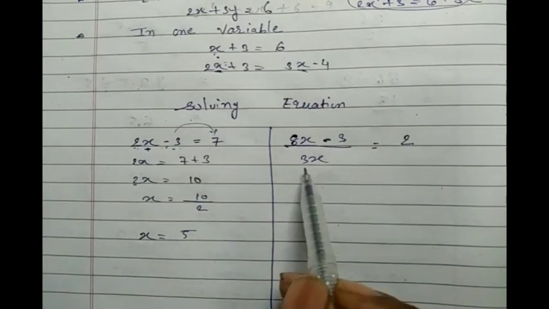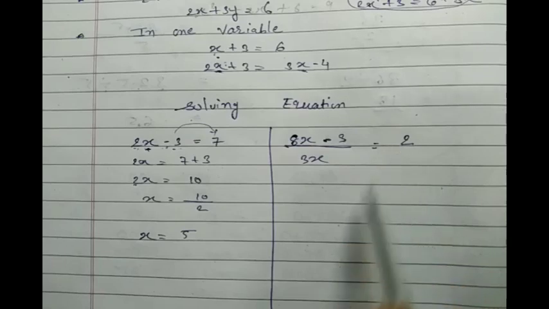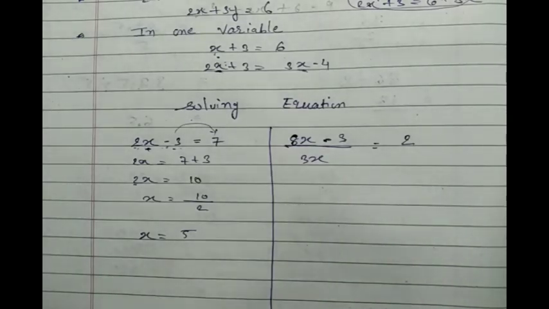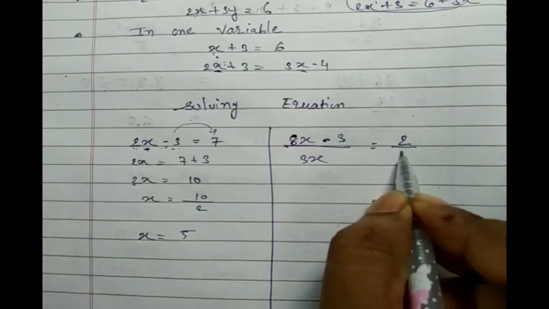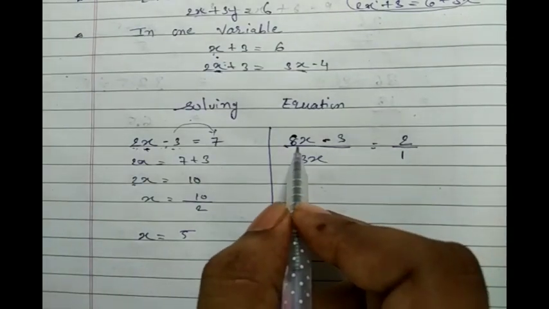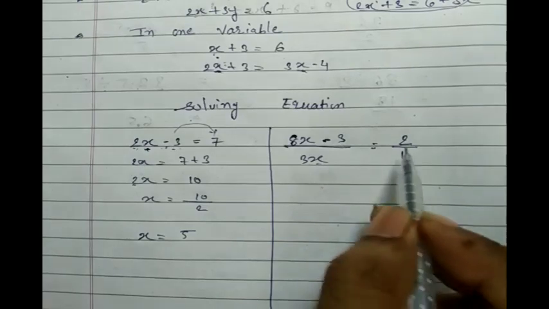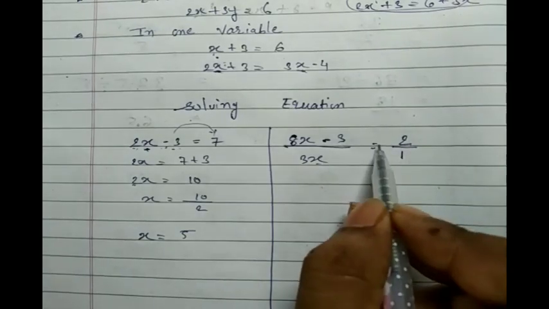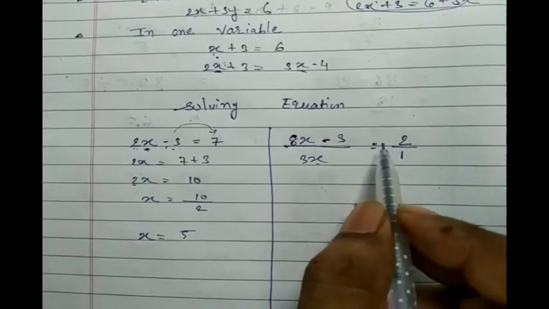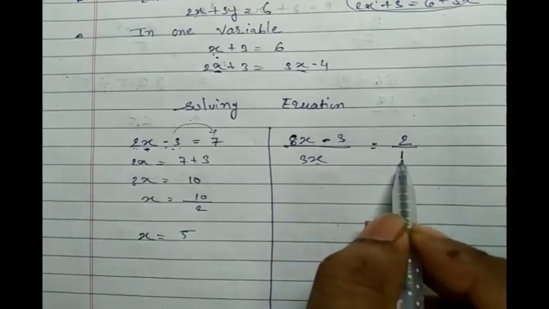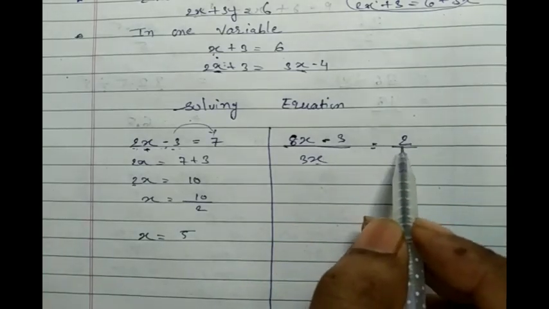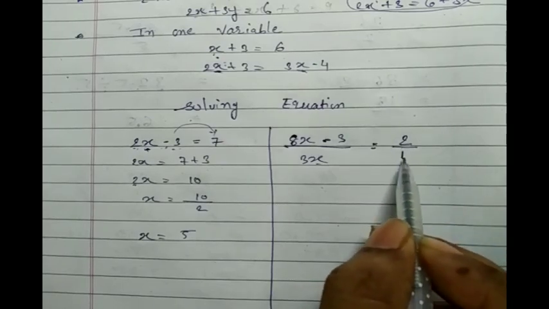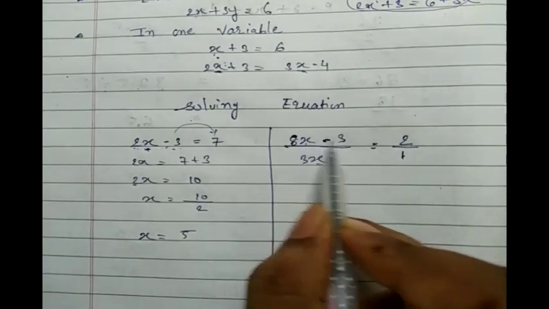8x minus 3 upon 3x is equal to 2. We have to solve this. So just place 1 under 2 by yourself. Now we get 8x minus 3 upon 3x is equal to 2 upon 1. The sign of equal to is between two fractions, that is, rational numbers. So make a cross multiplication here. So it becomes 1 into 8x minus 3.